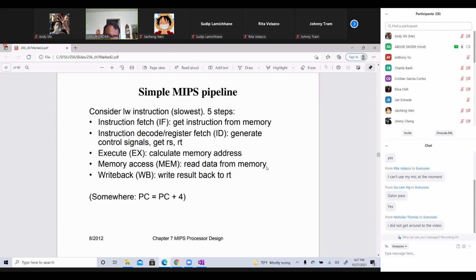Instruction fetch, instruction decode, execute, memory access, write back. Just memorize these 5 steps now.